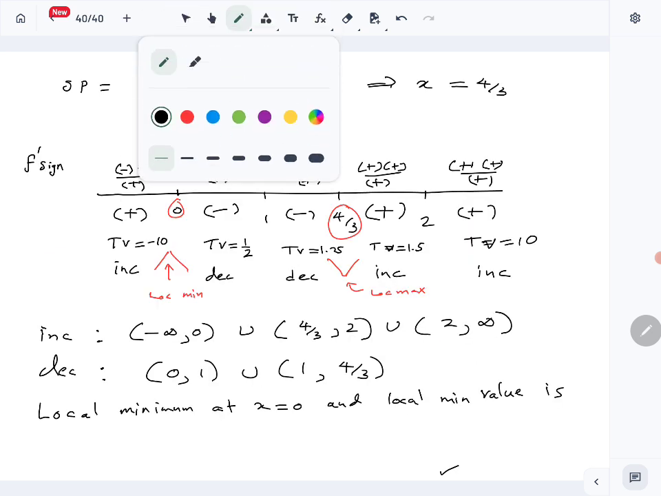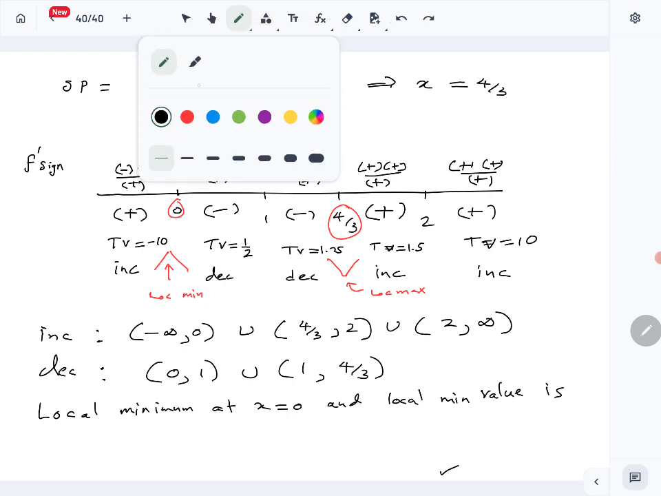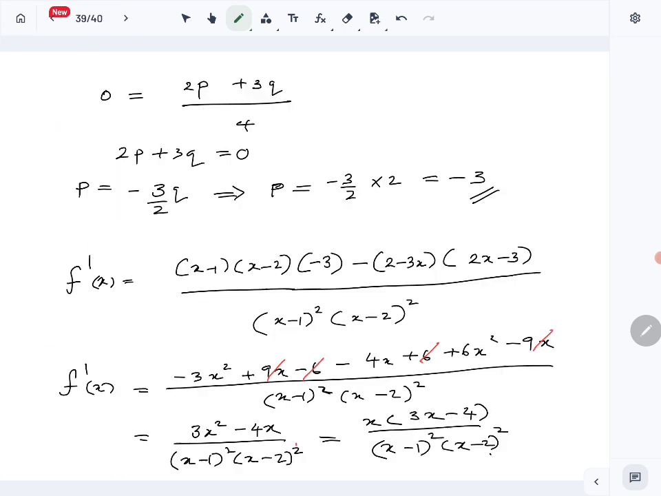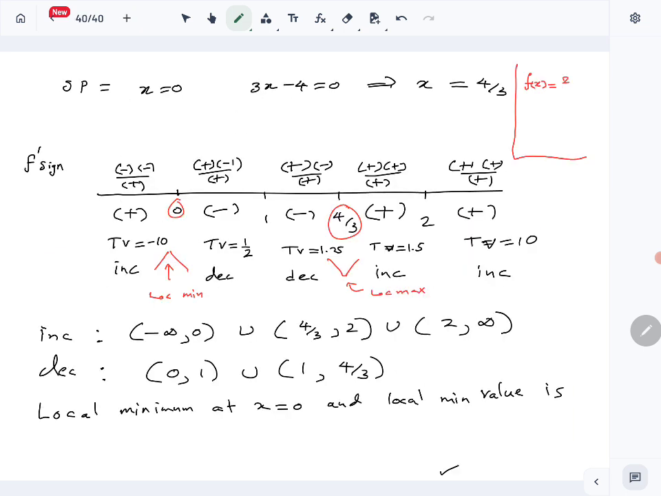Let's write down the function. Function f(x) is equal to (px plus q) over (x minus 1)(x minus 2). So q is 2, p is minus 3. So 2 minus 3x over (x minus 1)(x minus 2). So that is the function. So I need to substitute x equals 0 here. So 2, and here again 2, so 1. So local minimum value is 1.